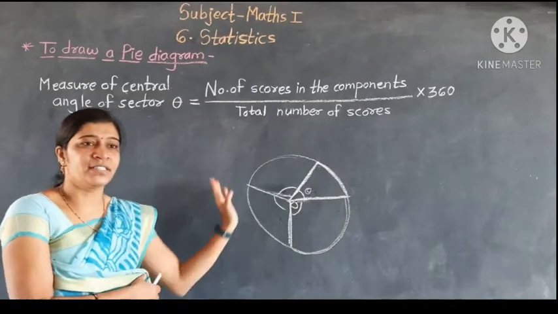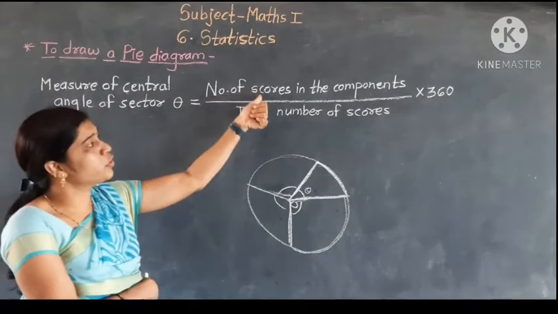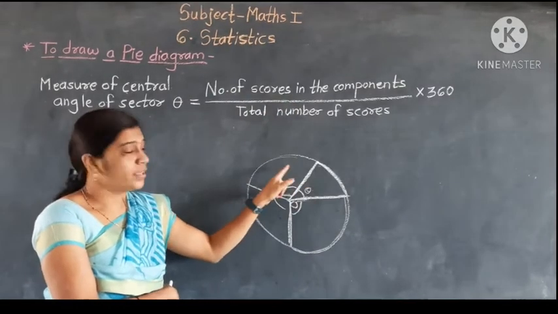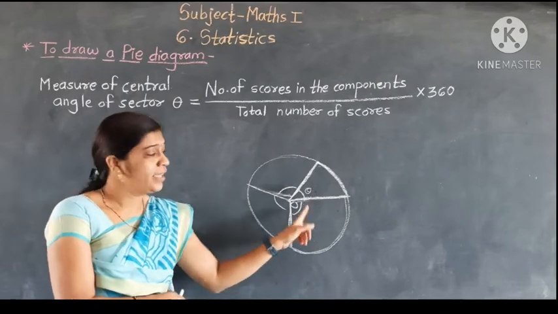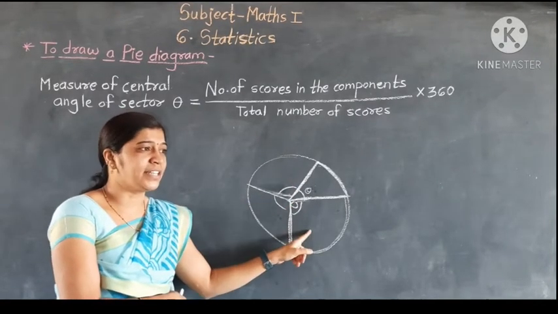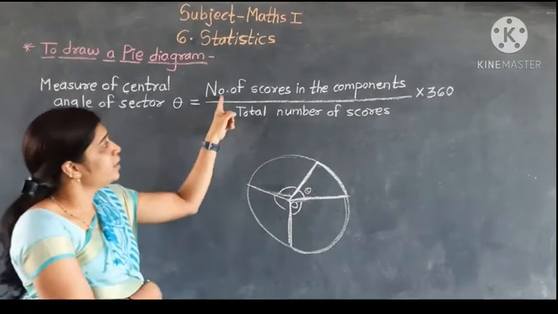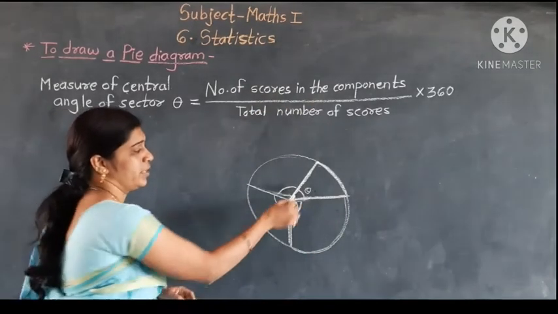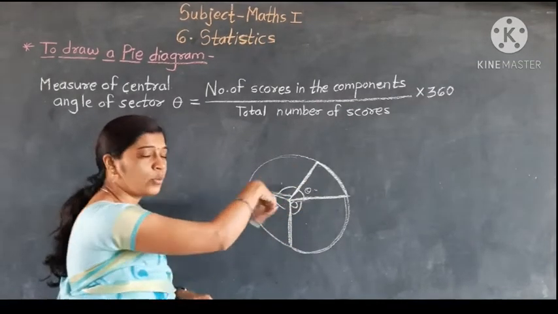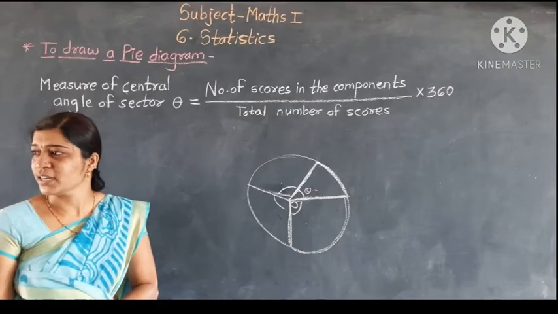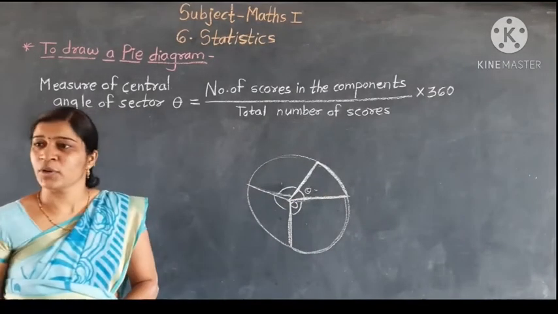360 का घेतलंय? सर्कलचा पूर्ण अँगल किती असणार आहे? 360 असणार आहे. Number of scores in the component. कॉम्पोनंट हे काय झाले? त्याचे कॉम्पोनंट झालेले आहेत, पार्ट्स झालेले आहेत. हे सेक्टर झाले की वेगवेगळे सेक्टर तयार झालेले आहेत. हे सेक्टर म्हणजे सर्कलचे पार्ट्स तयार झालेले आहेत. Number of scores in the component. या कॉम्पोनंट मधला स्कोर काय आहे, प्रत्येक कॉम्पोनंट मधला स्कोर काय असणार आहे? डिफरंट असणार आहे. हा, टोटल नंबर ऑफ स्कोर, त्याचा टोटल नंबर किती असेल तेवढा स्कोर.